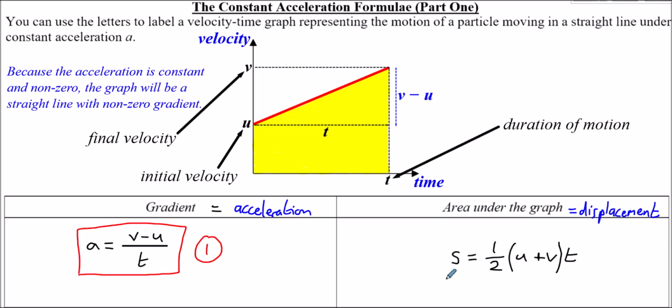So that's how we work out displacement. That is the second SUVAT formula. There are another three, but that's going to wait until next time. We've now got these two formulas: how to work out the acceleration if we know v, u and t, and how to work out s, again if we know u, v and t. Now let's have a look at some worked examples applying these ideas and putting them all together.